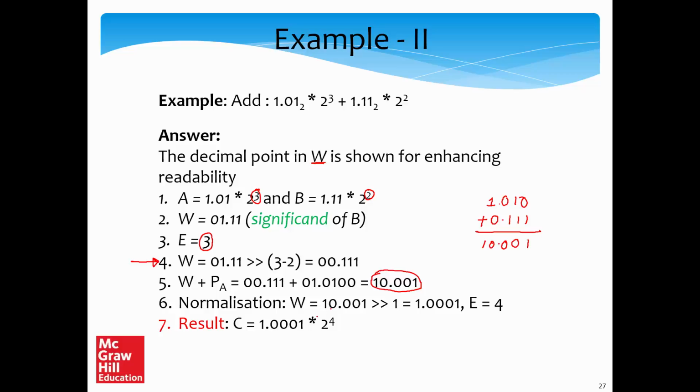So then this becomes 1.0001, and we increment E by 1. So 3 plus 1 is 4. The final result that we have over here is 1.0001 times 2 to the power 4. As you see, after doing the addition, there was a need to renormalize the result. What we did is that we right shifted W and we added 1 to E. So we added 3 plus 1 and made it 4.